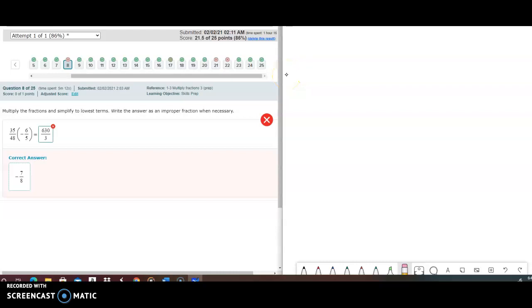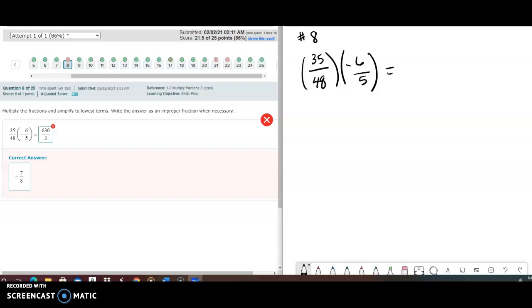Alright, so let's look at these questions we have from Connect Math. The first one says to multiply the fractions and simplify to lowest terms. So this is number 8. We have 35 over 48 times negative 6 over 5.